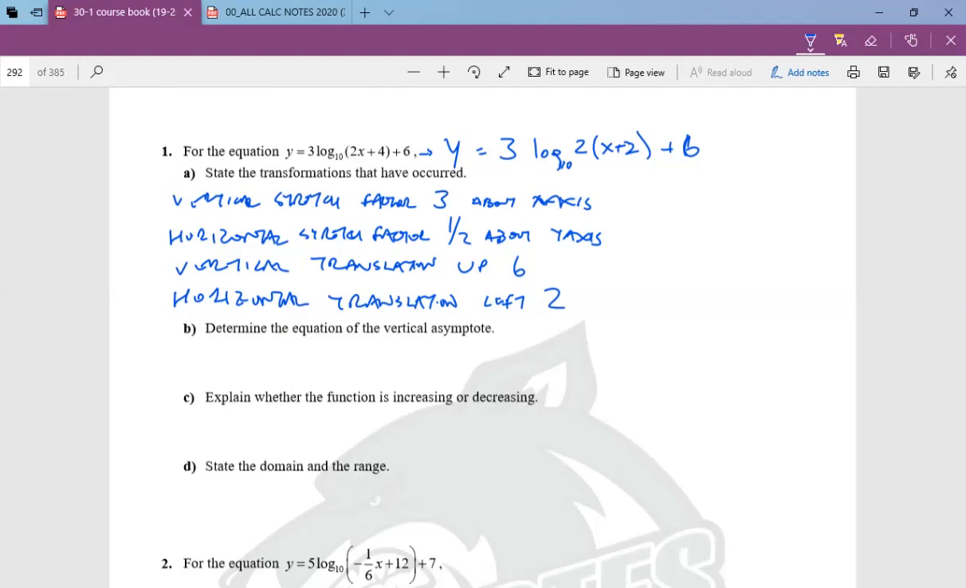Our vertical asymptote is really only going to move if we have had a horizontal translation, and so we've translated to the left by 2, and so we end up with a vertical asymptote that is the line x equals negative 2. Whether this is increasing or decreasing, because it's a logarithmic function that is base 10, if b is greater than 1, we have increasing.